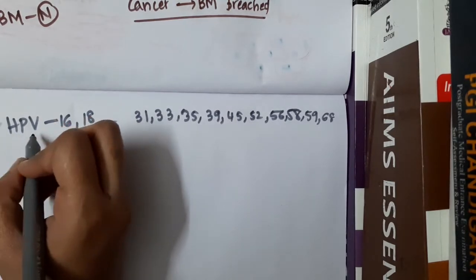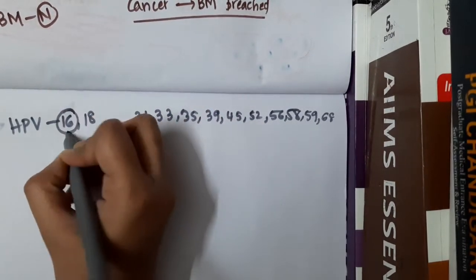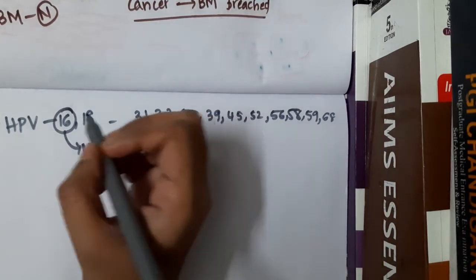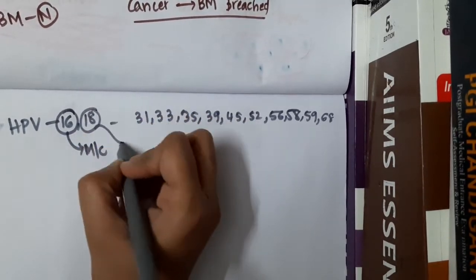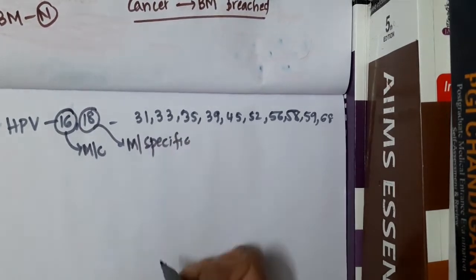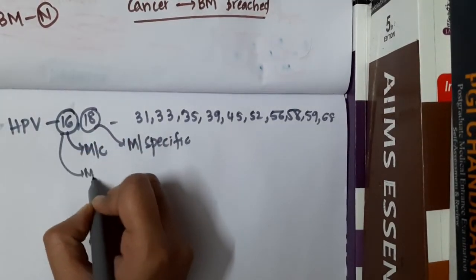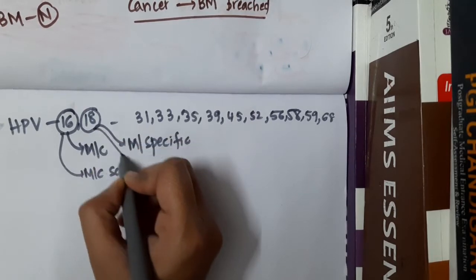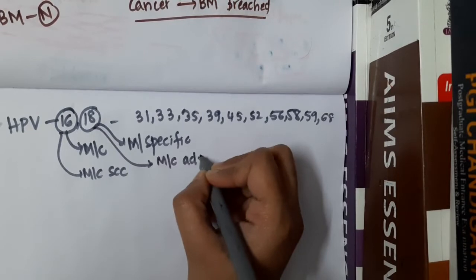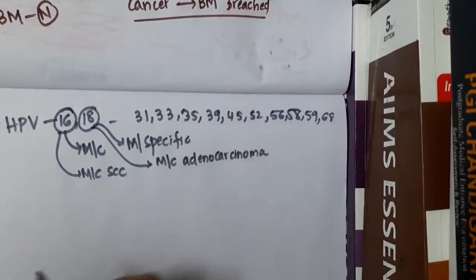Now, if you see the one-liners associated with this, the human papilloma virus associated with carcinoma cervix most commonly occurs due to HPV 16. And HPV 18 is the most specific subtype causing carcinoma cervix. HPV 16 most commonly causes squamous cell carcinoma, whereas HPV 18 most commonly causes adenocarcinoma. These are some one-liners we should remember.